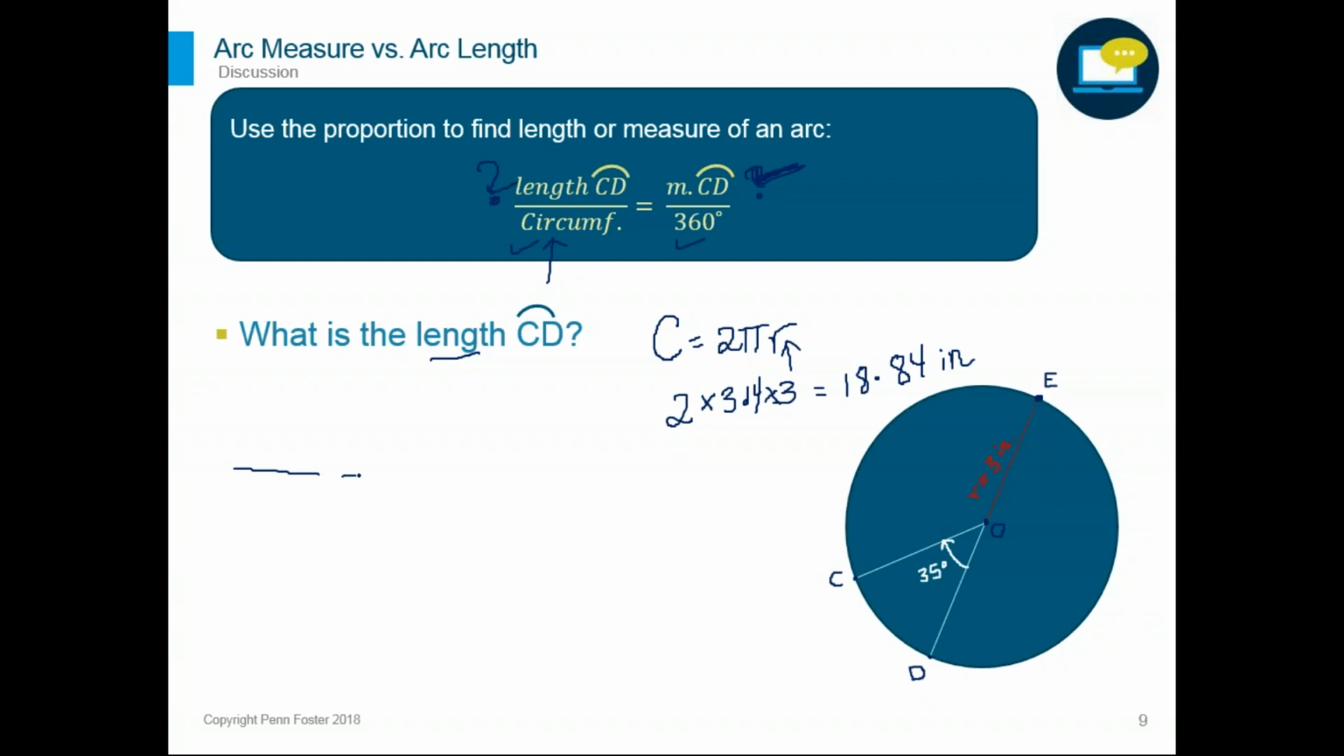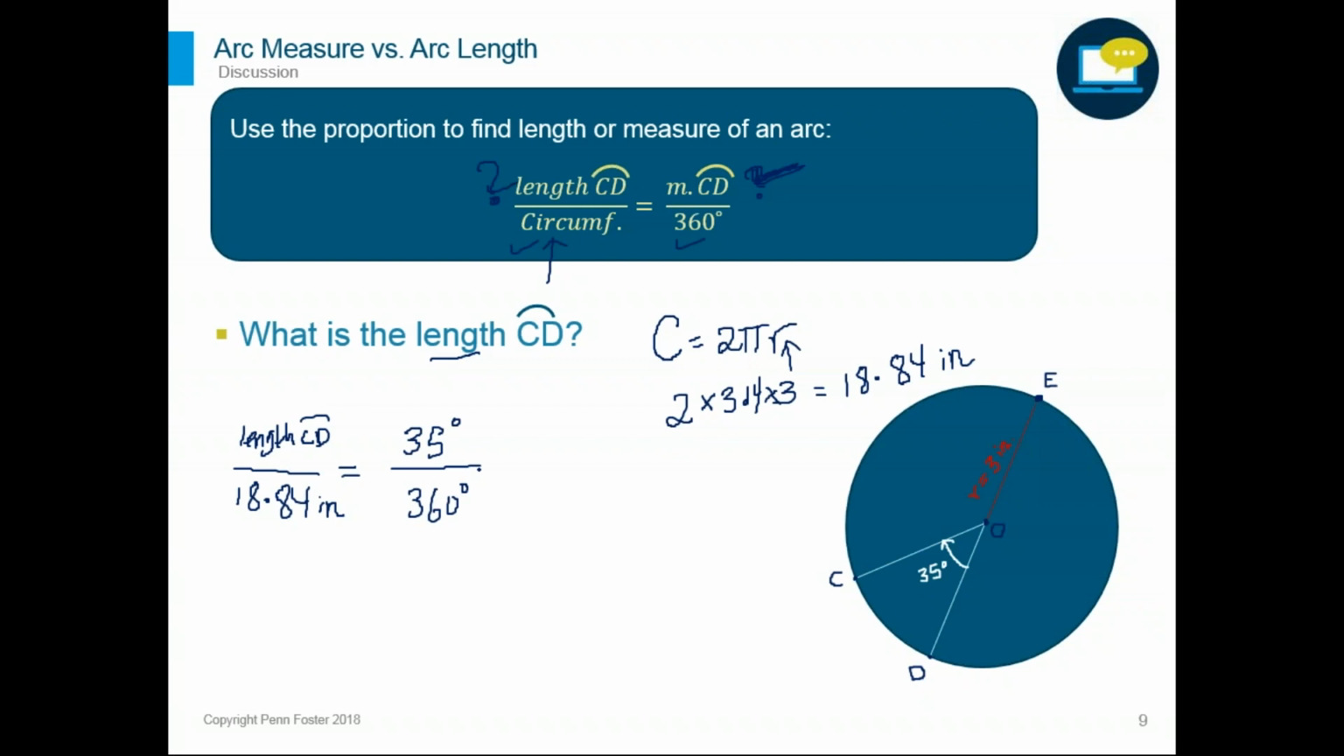So let's set up the proportion with the values that we know already. So the length of CD is the unknown. I'm just going to keep it like this. Circumference we know, 18.84 inches. And then the measure of CD. Well, the measure of CD is the same as the measure of the central angle that intercepts the arc. So since COD is 35 degrees, I can conclude that the measure of the arc CD is 35 degrees. So 35, and then 360, that's the full circle.